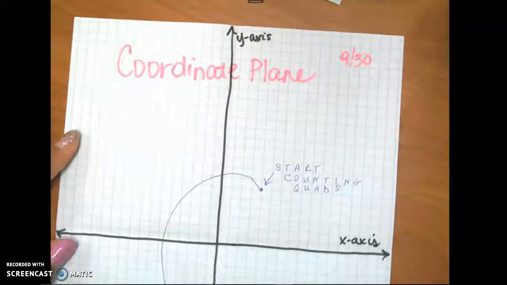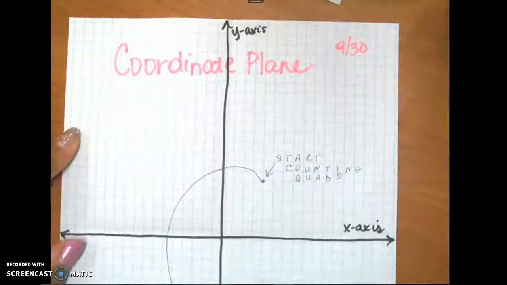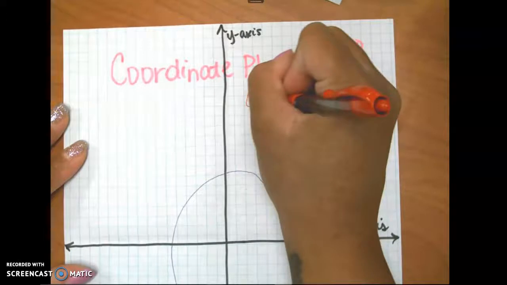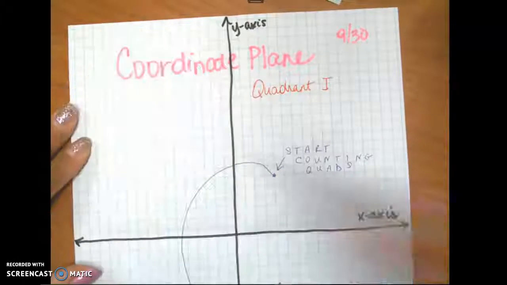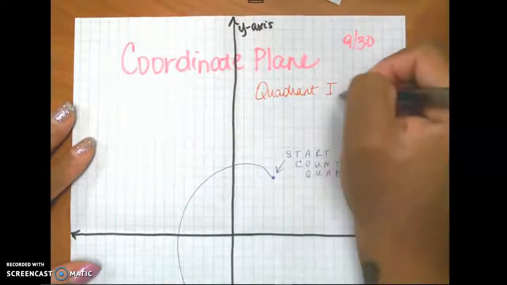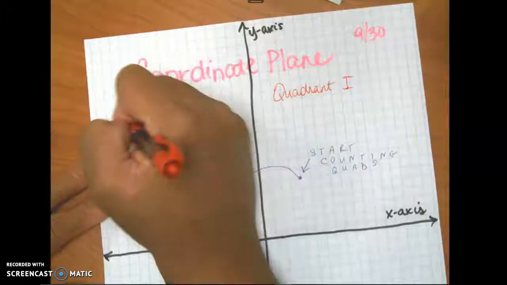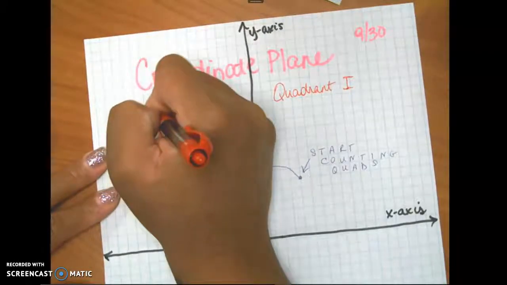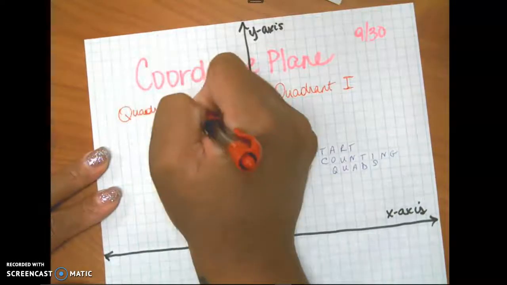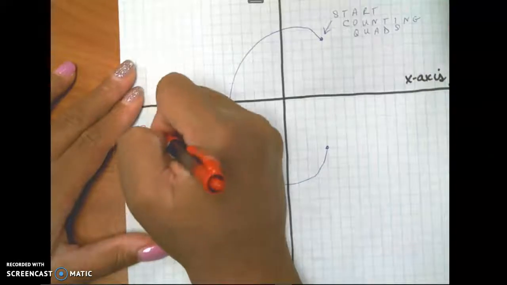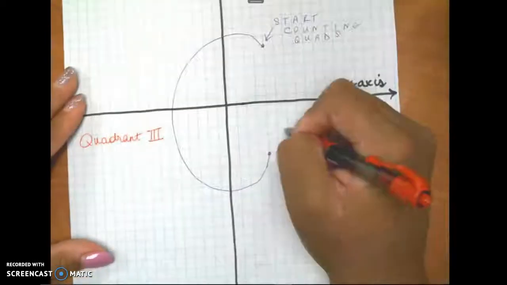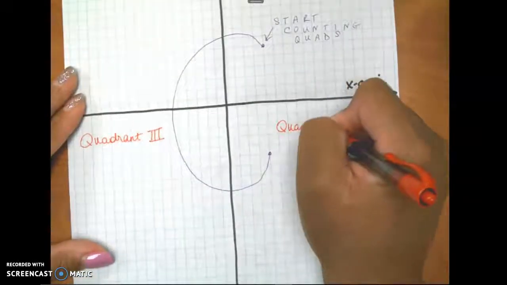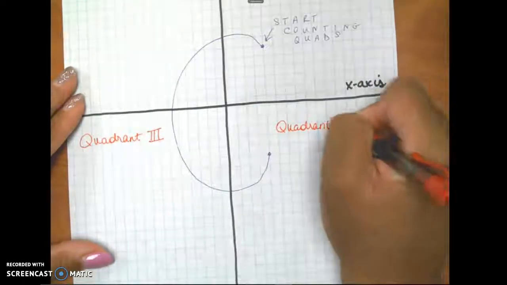So let's go ahead and label those. Over here, quadrant 1. Over here, quadrant 2. Sorry about that. This is quadrant 1. Over here is quadrant 2. We use Roman numerals to count. This is quadrant 3. And this is quadrant 4.